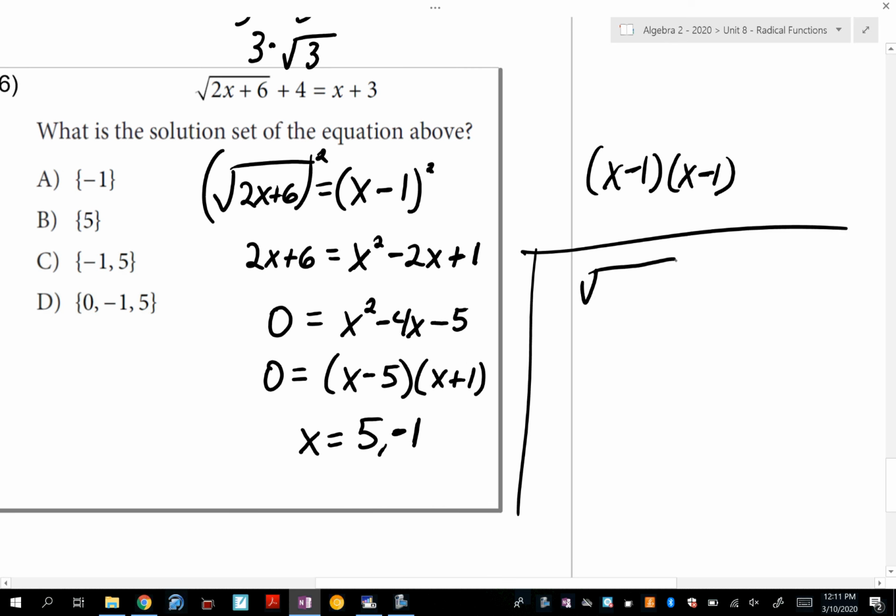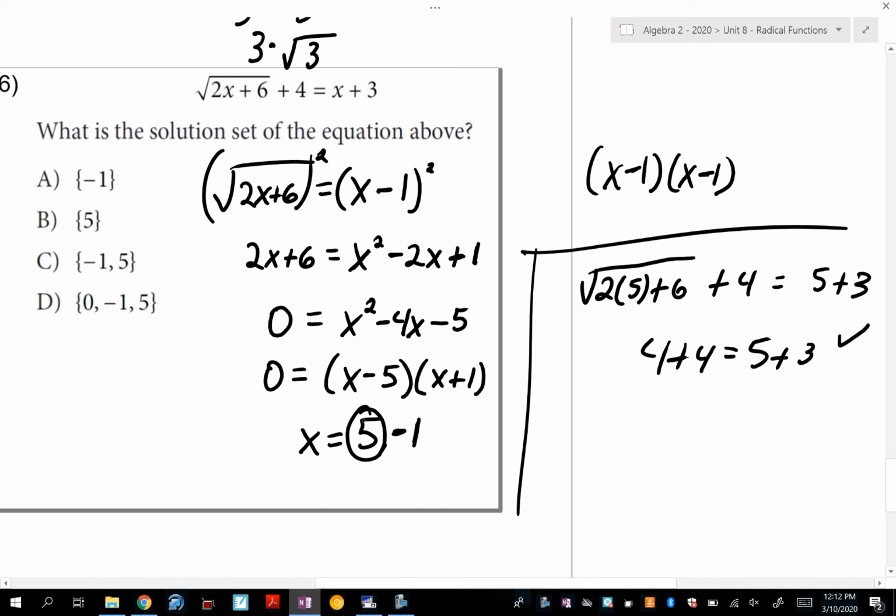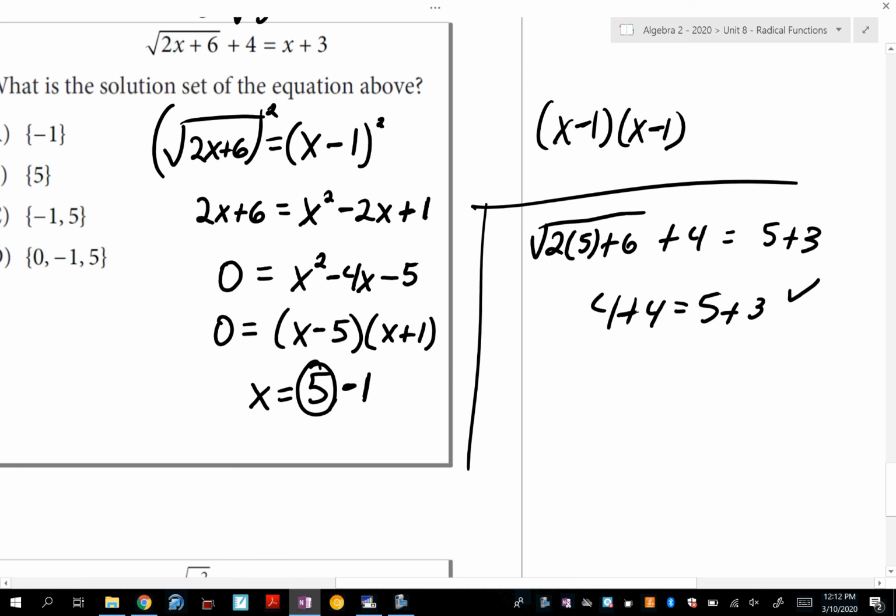So the square root of 2 times 5 plus 6, plus 4, equals 5 plus 3. Let's see if 5 works. What's 2 times 5? 10. What's 10 plus 6? What's the square root of that? 4. So 4 plus 4 equals 5 plus 3. Is that true? 8 equals 8. So that's true. So 5 works. Okay, let's try -1.